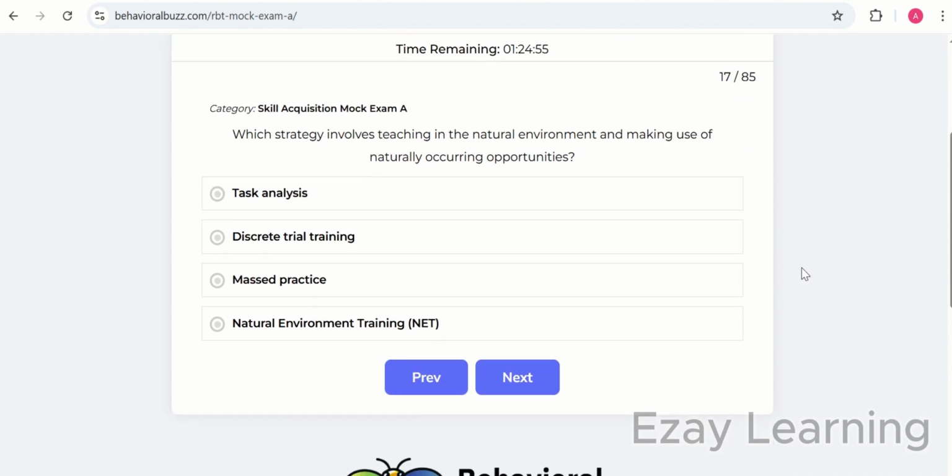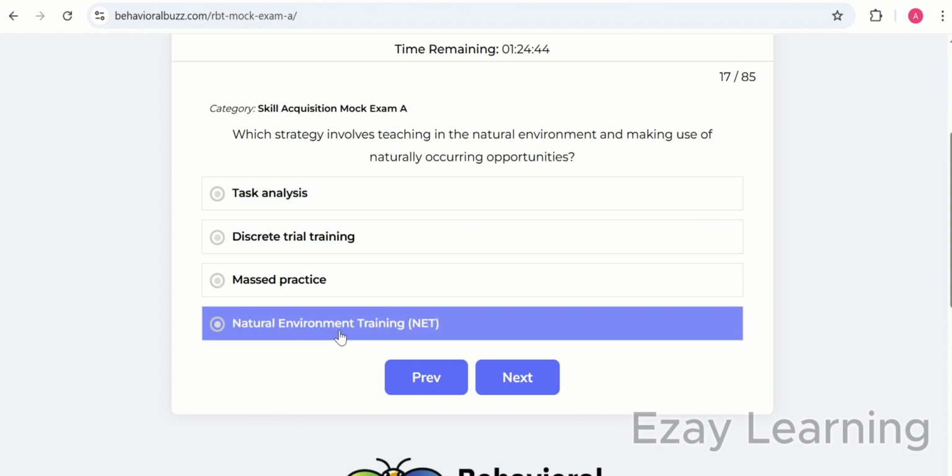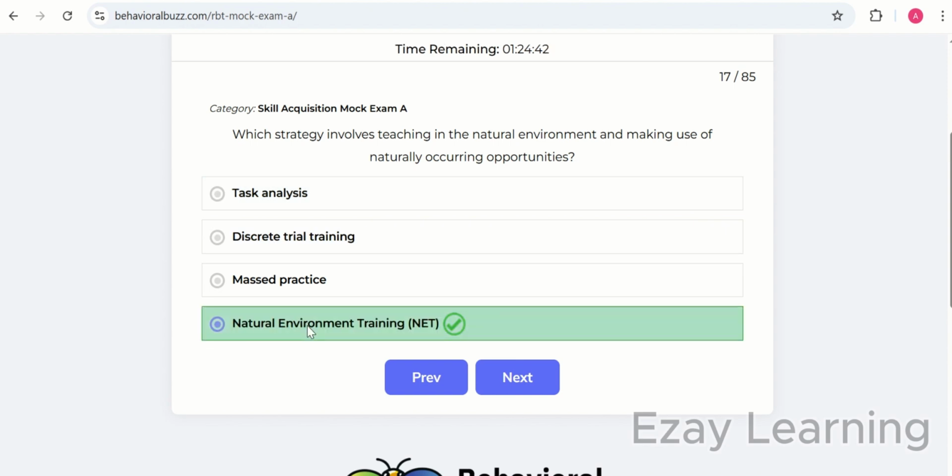Which strategy involves teaching in the natural environment and making use of naturally occurring opportunities? As the name indicates, natural environment, so it would be natural environment training, NET, which involves teaching in the natural environment.